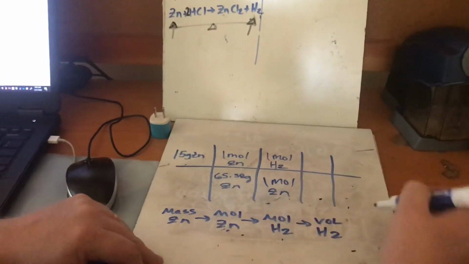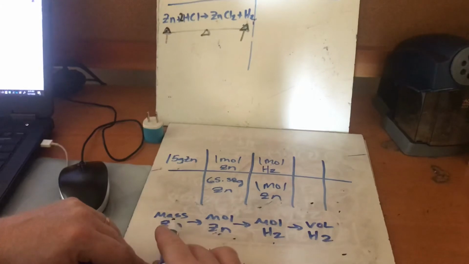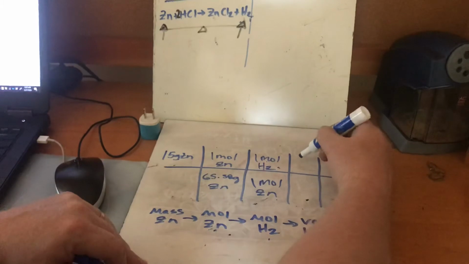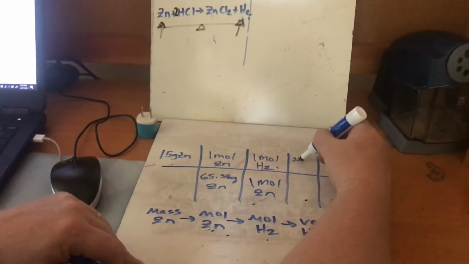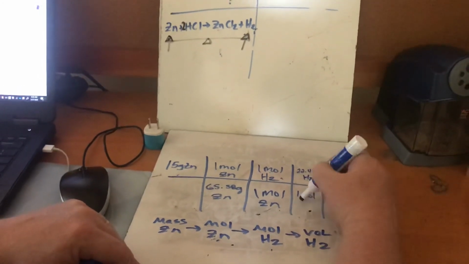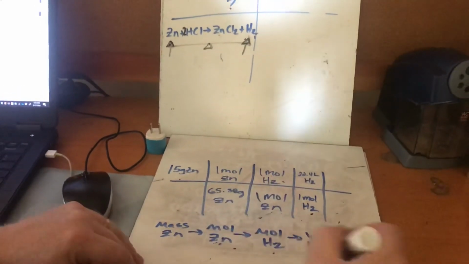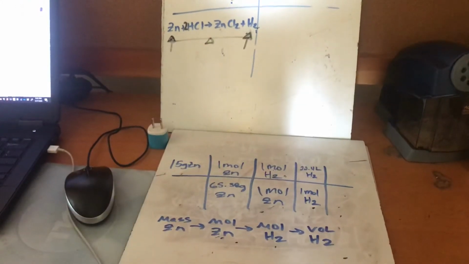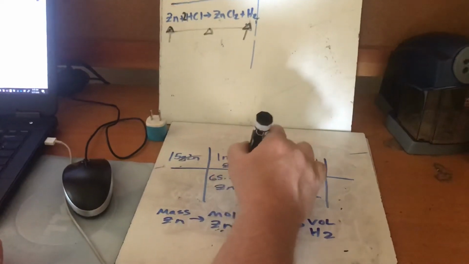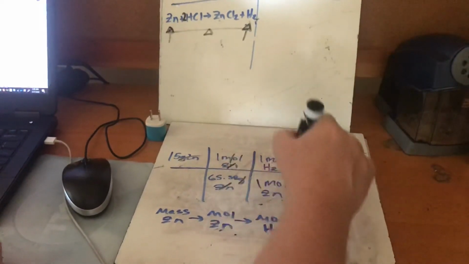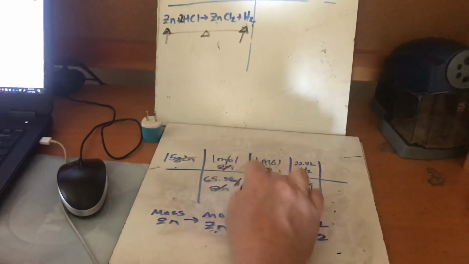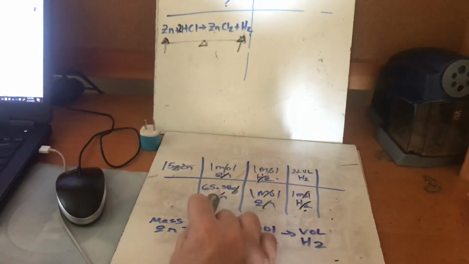Then the magic number up here: we've gone from mass of zinc to moles of hydrogen, and now we have 22.4 liters of hydrogen is equal to 1 mole of hydrogen. Now we can eliminate any units that are duplicates: grams of zinc, moles of zinc, moles of zinc, moles of hydrogen, moles of hydrogen. And we have 15 times 1 times 1 times 22.4 on top, divided by 65.38.